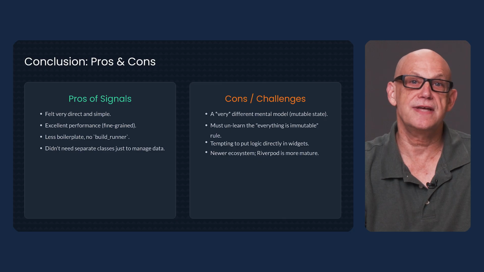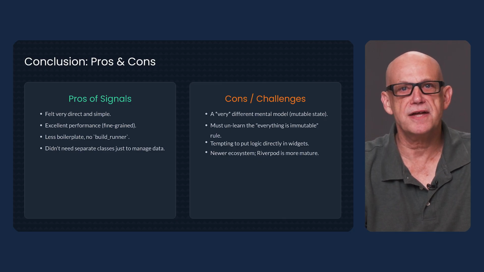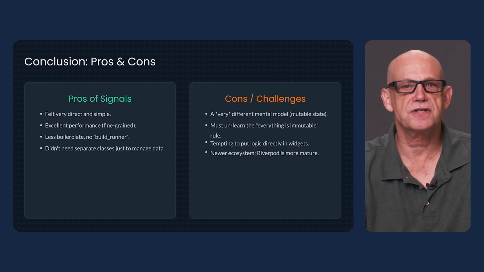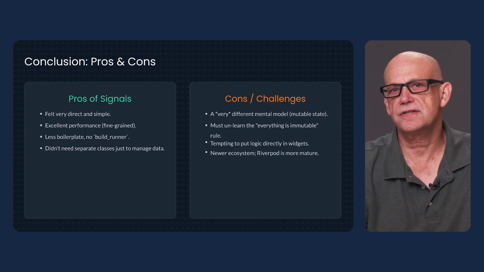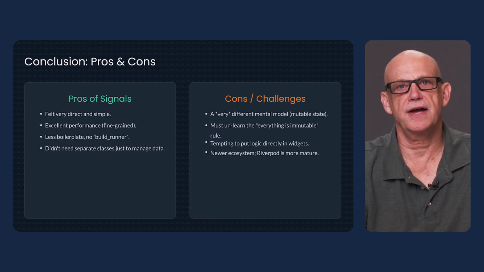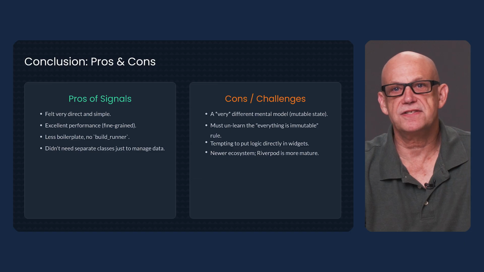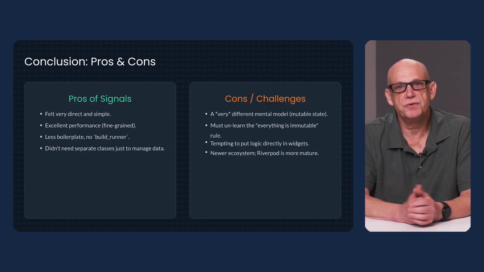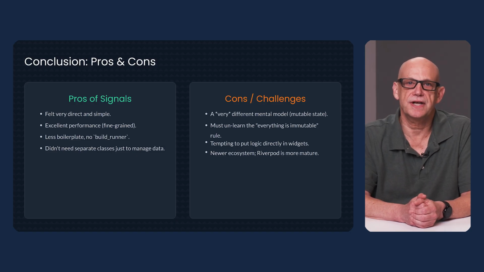So we saw how to take a Riverpod notifier that managed a set of learn points and convert it to a set signal. We changed our consumer widget with ref.watch to a stateless widget with a signal builder. It felt very direct. The code in the widget is simpler to read.One changes the state. Done. The performance aspect is really appealing, especially for this list. Only the row that changed gets updated. Less boilerplate. I didn't need a whole separate class just to manage a set of strings.